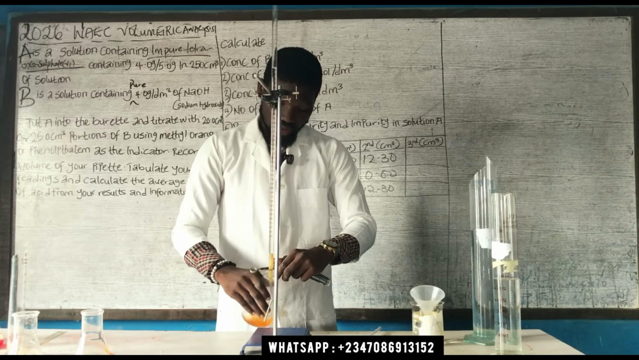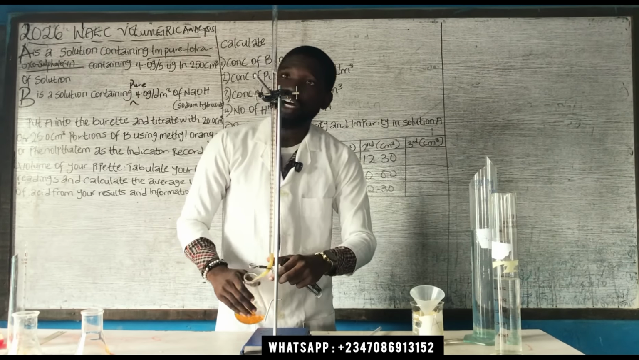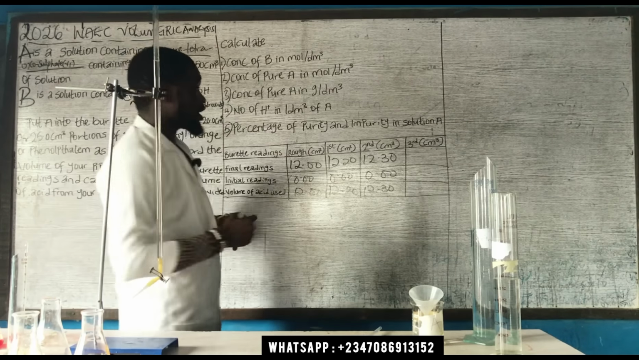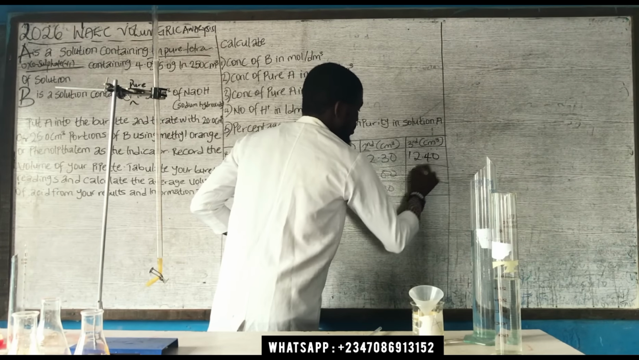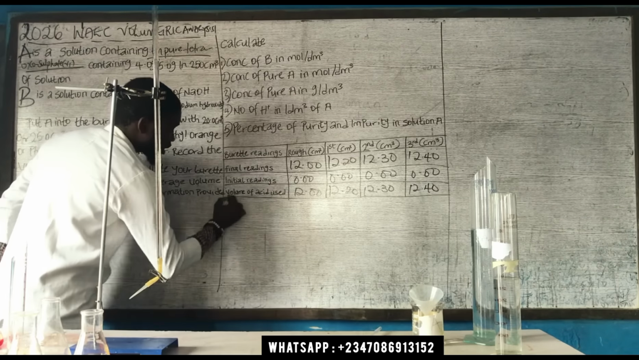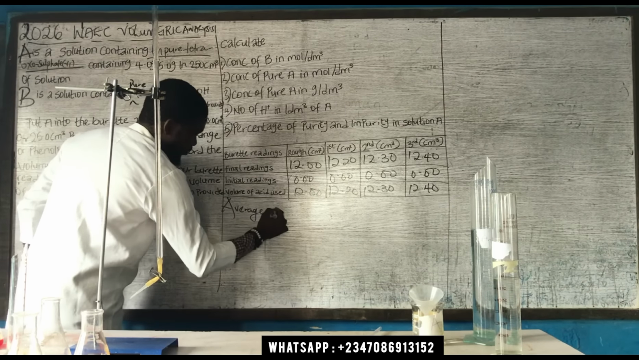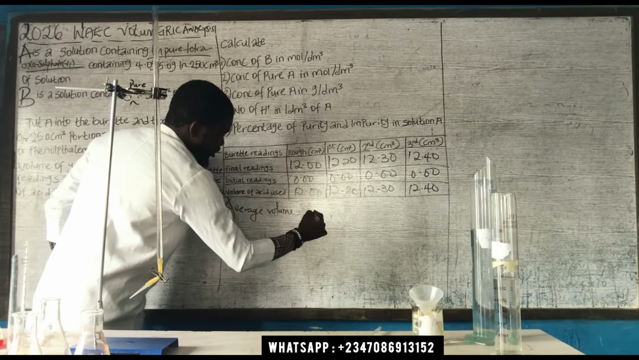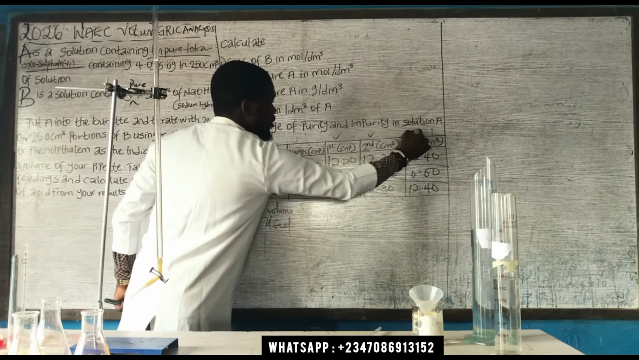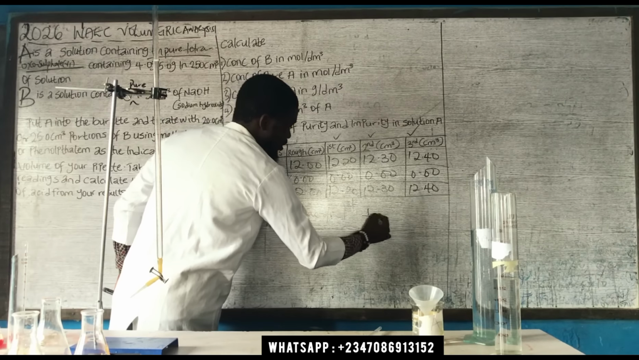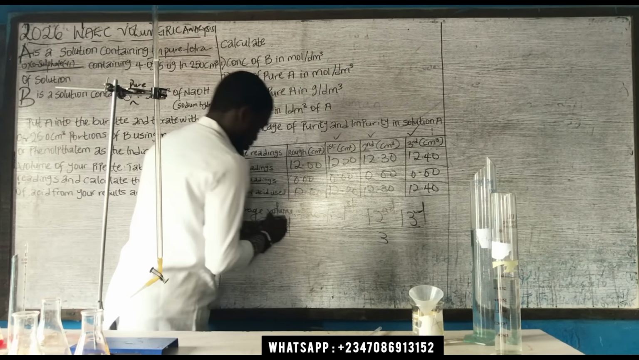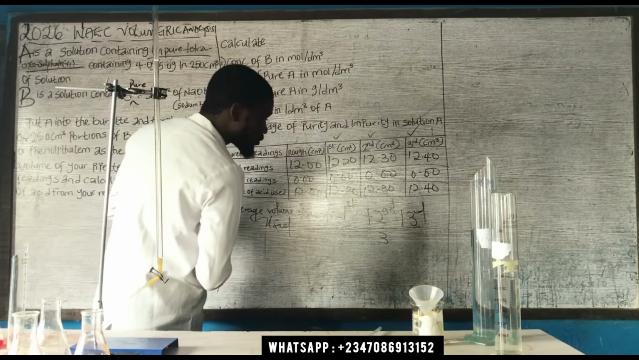Okay, have more clear space. Okay, I have 12.40. Now we are done with the volumetric analysis part. So we have 12.40. If we are to calculate the average volume of acid used, that will be the first plus the second plus the third, divided by 3.